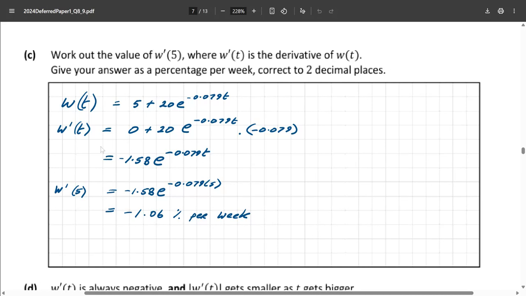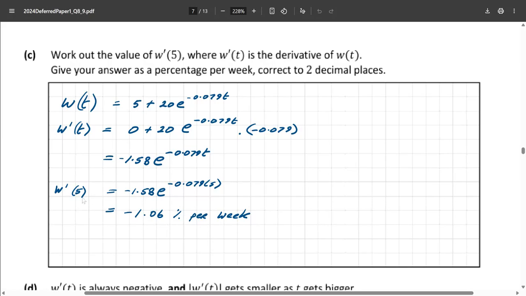Okay, so that's w dash t for any value of t, but he wants w dash 5. So now it's just a matter of subbing in 5 for t into the equation. And you get an answer rounded off to 2 decimal places. So watch this bit as well. Always these little bits are worth the mark. So watch out for that. 2 decimal places, 1.06. So it's minus 1.06% per week.